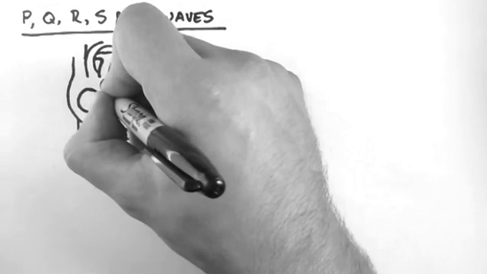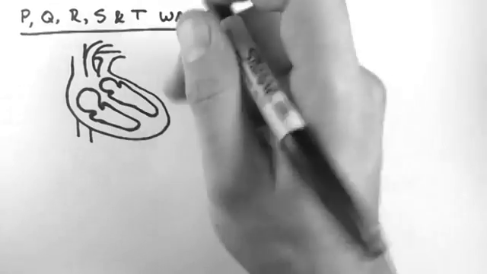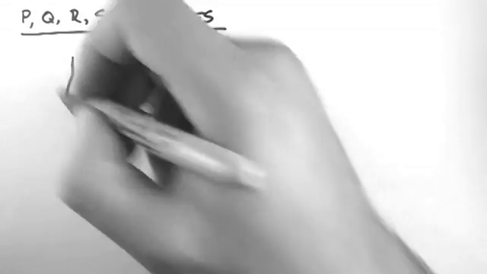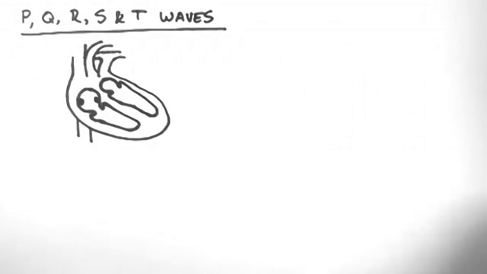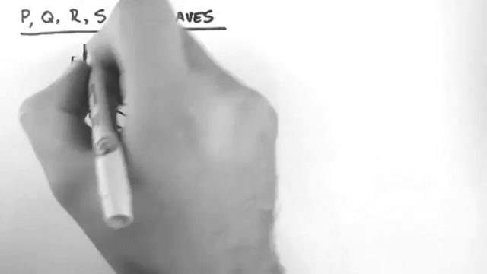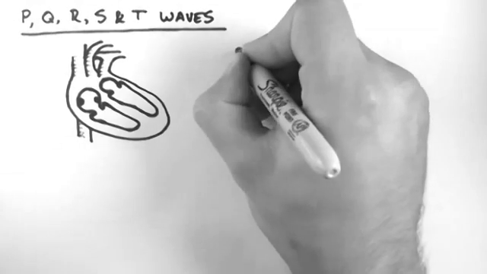So we're going to have a look at how a heart goes through its sequence of depolarization and repolarization, and we're going to trace this out on an ECG bit by bit. But first of all, here are the definitions of the waves which we will be talking about.